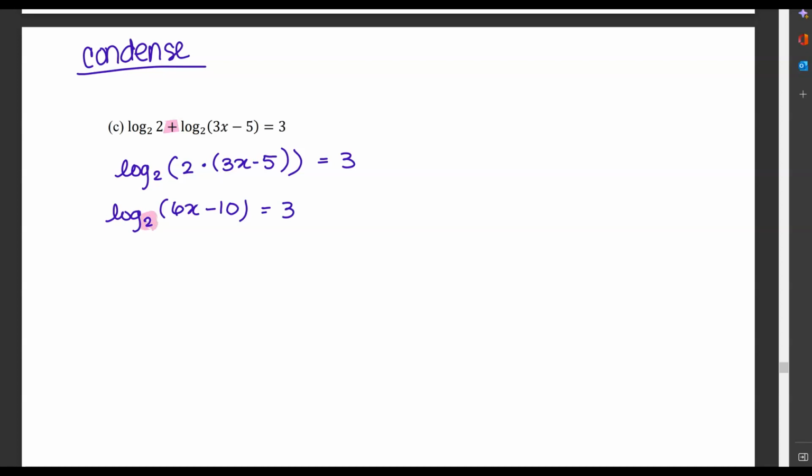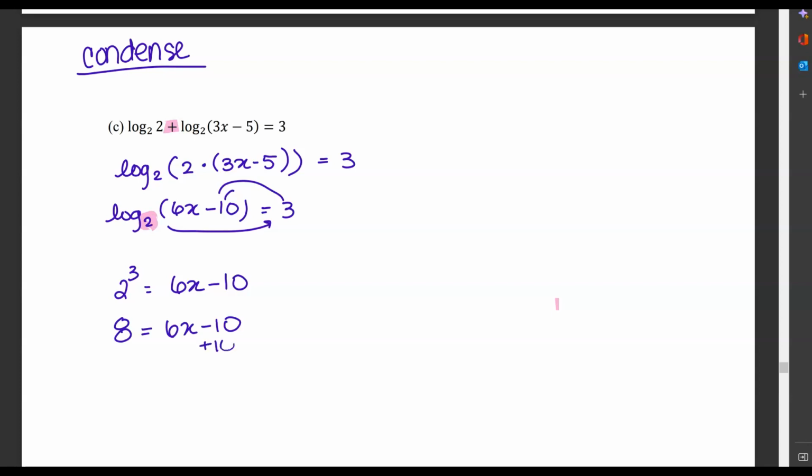So since it's 2, remember it's going to be 2 raised to the 3rd power, and it's going to equal what's in here. So we're going to end up with 2 to the 3rd power is equal to 6x minus 10. Well, 2 to the 3rd power, that's just 8, so 8 equals 6x minus 10. Let's go ahead and solve this.